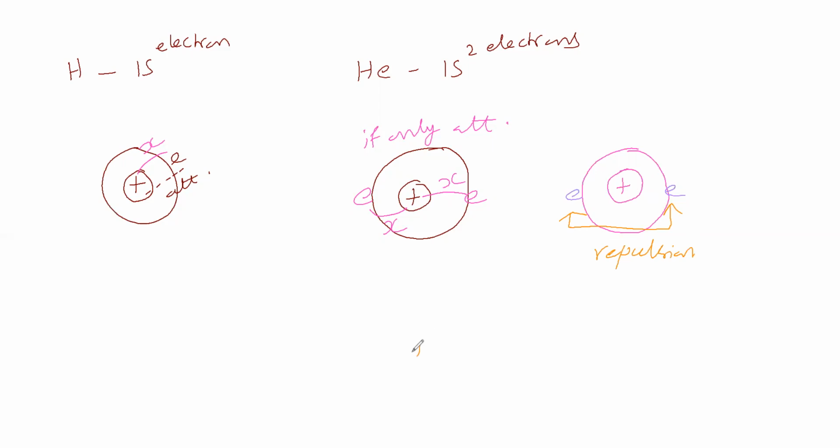Okay, so due to repulsion, they are going far away from each other. Now that we have two electrons, we will consider attraction as well as repulsion. Now we will see the distance. How will this distance be compared to this x? Here repulsion is possible between electrons, here repulsion is not possible. Due to repulsion, electrons are going far away. Therefore, the distance between nucleus and electron in helium, when compared to hydrogen, is more.